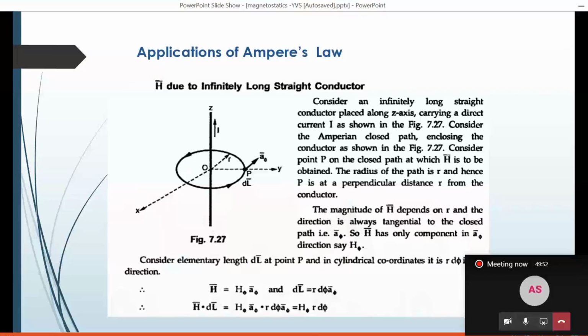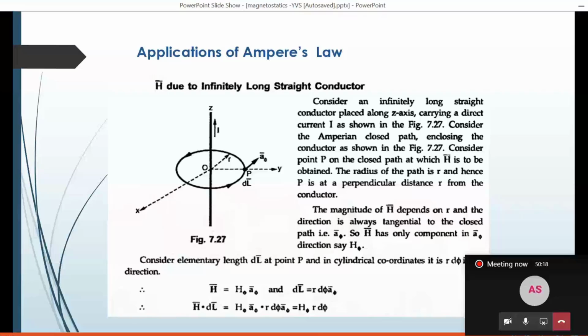Consider, so this is the first application of Ampere's law. Consider an infinitely long straight conductor placed along z axis, carrying a direct current I. Consider the closed path. This is the closed path. Whenever we apply Ampere's law, first we have to consider a closed path. This is the first step. Find the conductor where it is placed, enclose that conductor by a closed path, and then apply h bar dot dl bar.